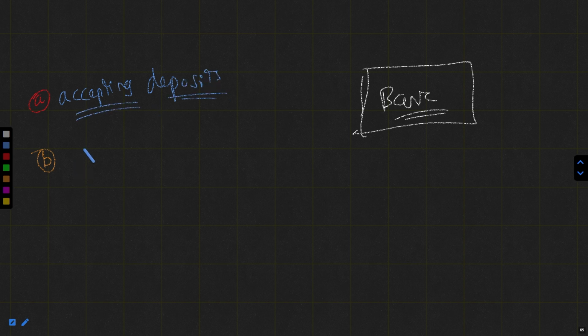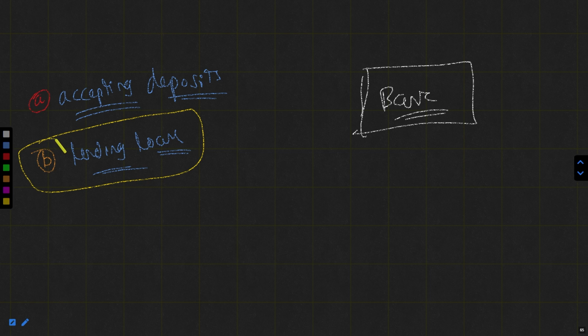Okay, second objective is lending loans. These are the two prime works or objectives of the bank. Right now we will discuss this part, lending loans.